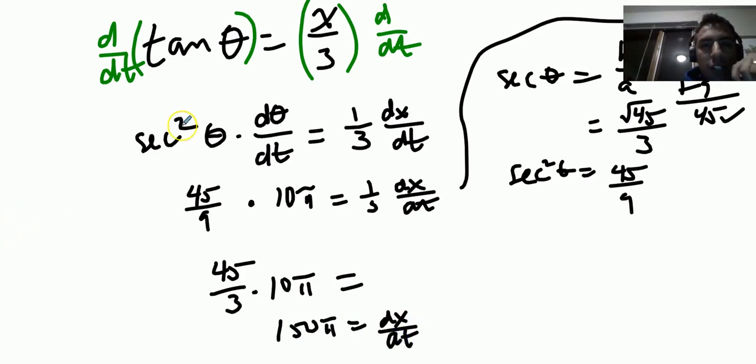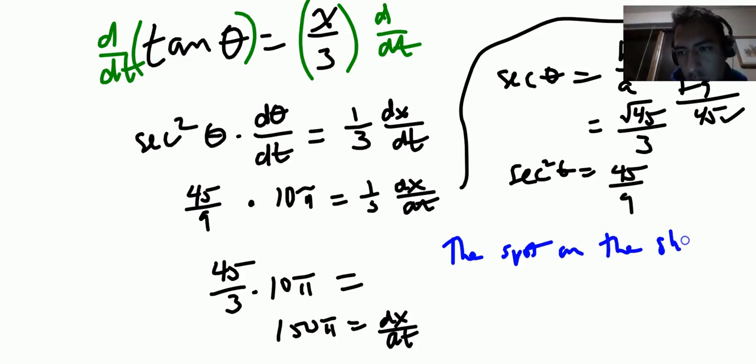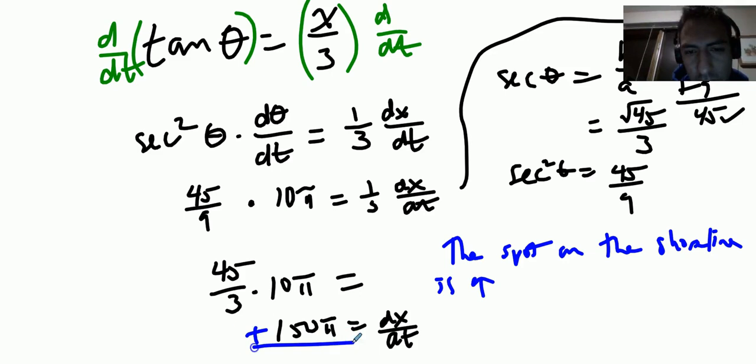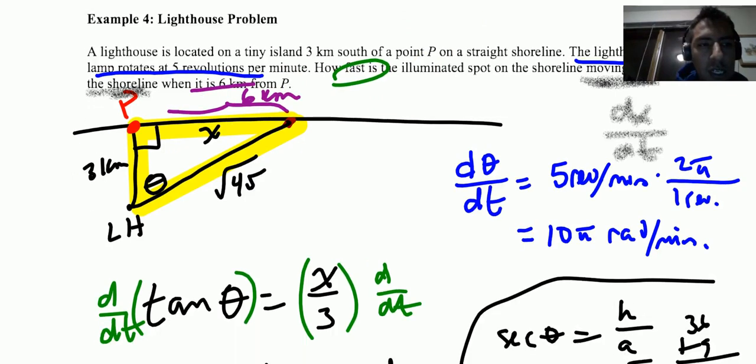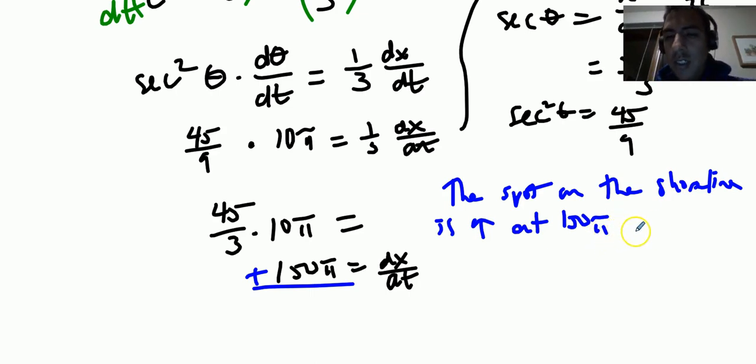And the biggest thing that you guys could get out of this is, what does that answer actually mean? What this means is the spot on the shoreline, so let's write this nice and neatly, Mr. Lakin, the spot on the shoreline is increasing, because we have a positive first derivative, is increasing at 150 pi. Now, what are the units here? I have dx dt. dx, if I look back at my diagram, is in kilometers, so x is changing in kilometers, and the time is per minute.